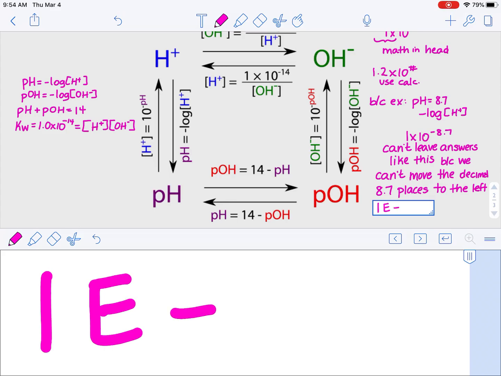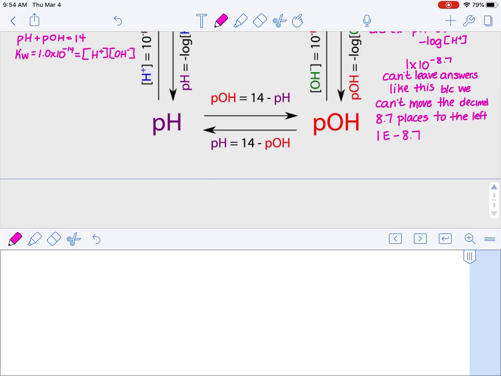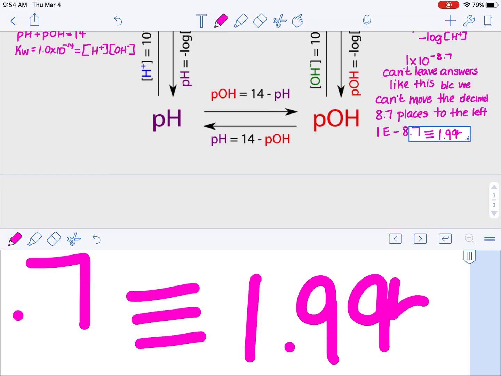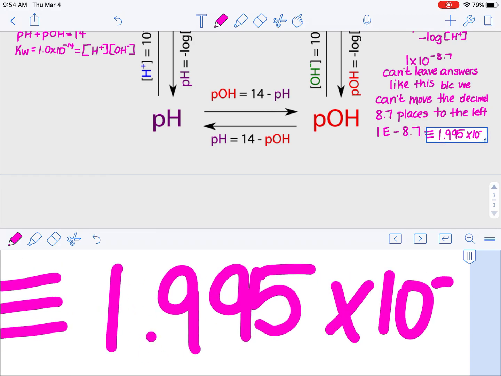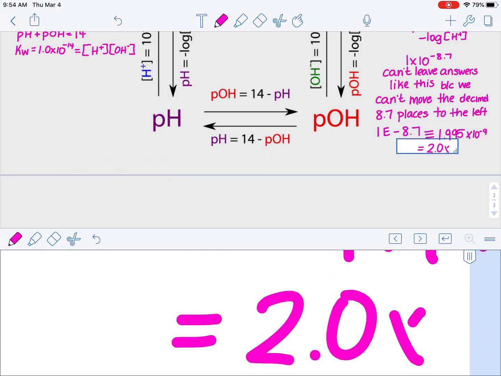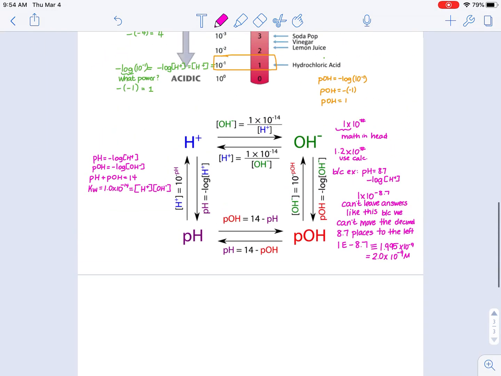So we're literally going to have to type into the calculator 1 times 10 to the negative 8.7 power. Getting out my calculator now. And we wind up with 1.99526 times 10 to the negative 9th power, which rounding would be 2.0 times 10 to the negative 9th.